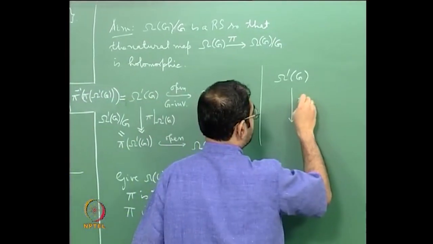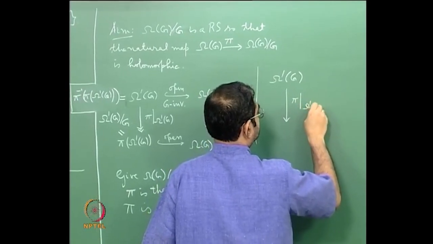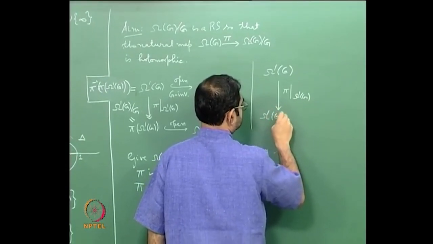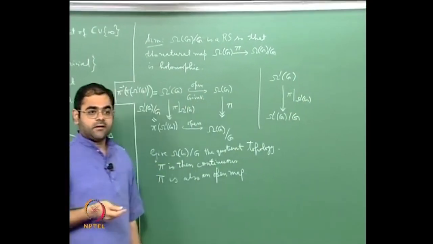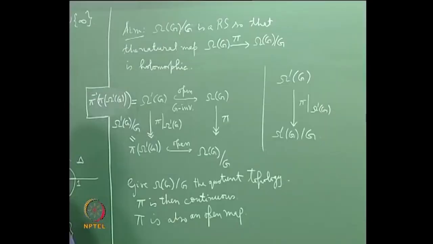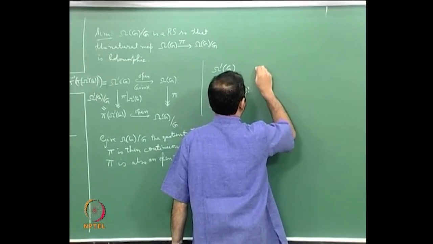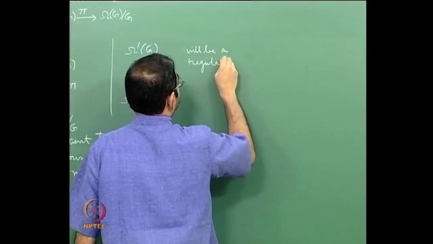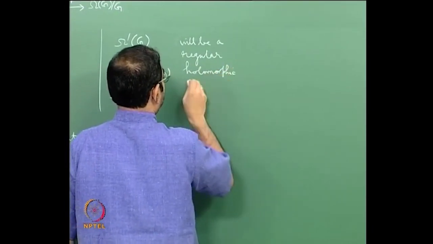So this quotient map pi restricted to omega prime G, from omega prime G to its quotient, is going to be a regular holomorphic covering, okay.